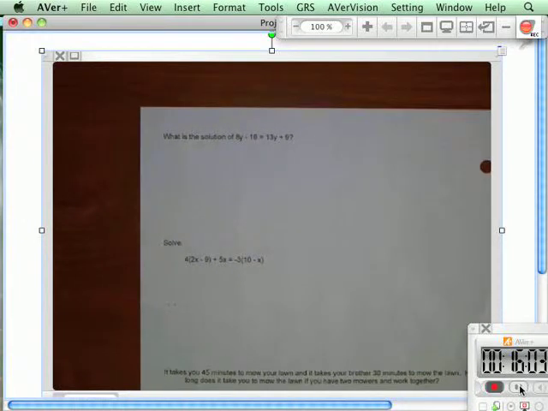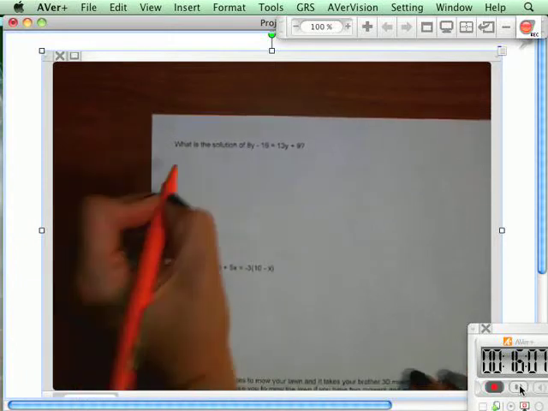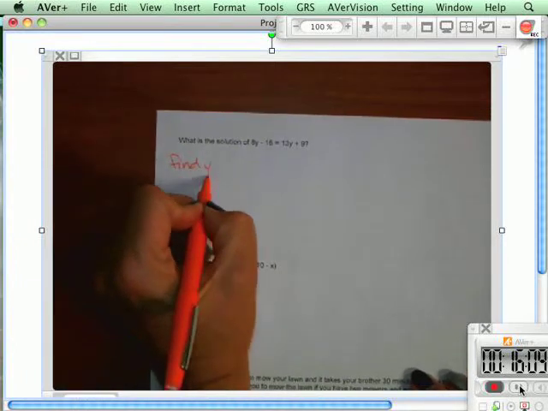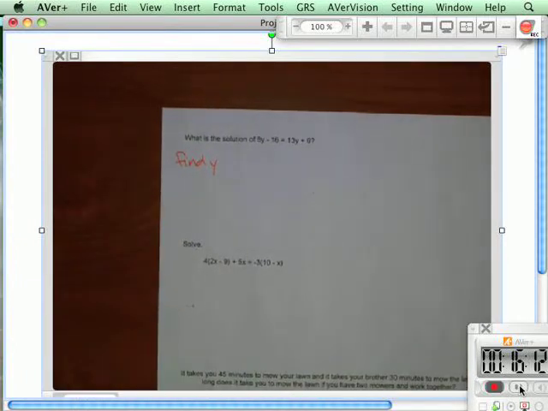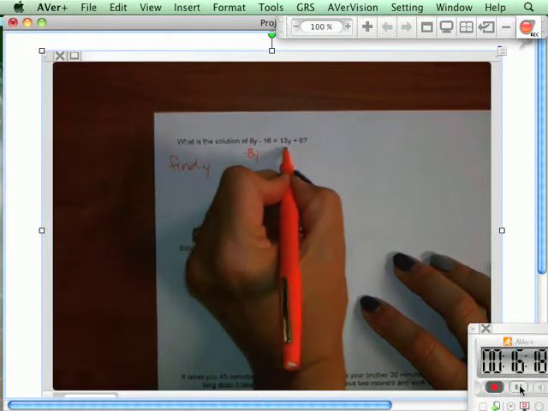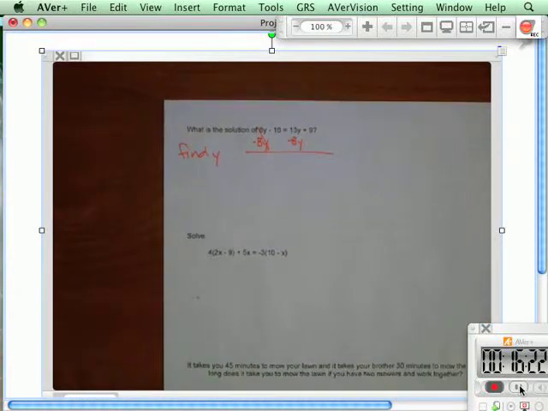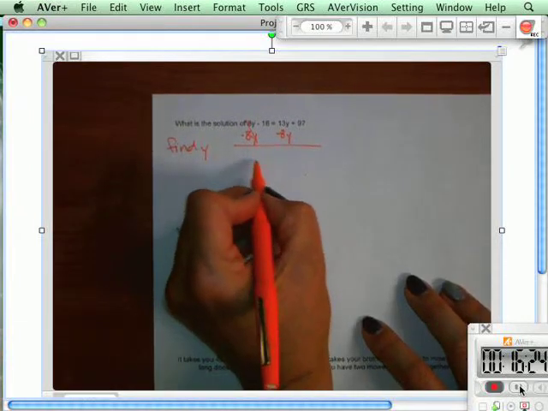It's review. All right, solution means you got to find out what y is. Find y. So you got to solve. Y is on both sides of the equation. Let's get rid of 8y. I like to try and avoid negatives if possible, so I usually get rid of the bigger one. Yeah, you might end up with one anyway.